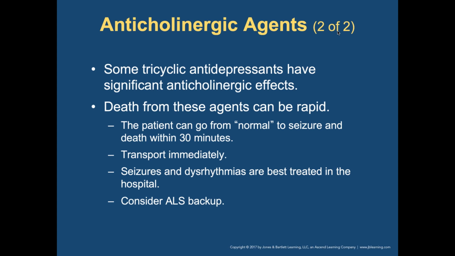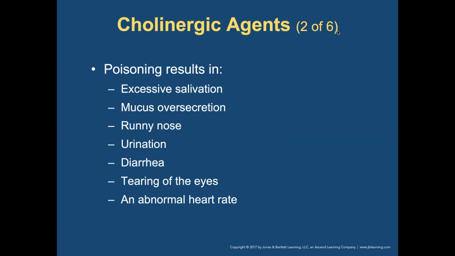Cholinergic agents. These agents overstimulate normal body functions that are controlled by the parasympathetic nerve. Okay, well, look, here we go. This includes nerve gases designed for chemical warfare.